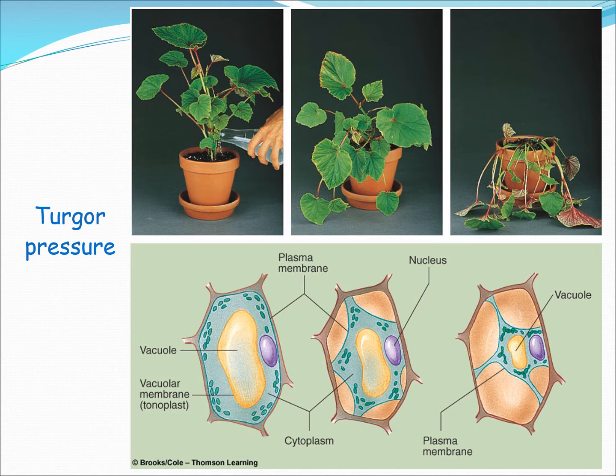As a reminder, turgor pressure is the pressure inside the cell which pushes against the cell wall, giving the cell shape. When water is limited, the vacuole will shrink and the plant will appear wilted.